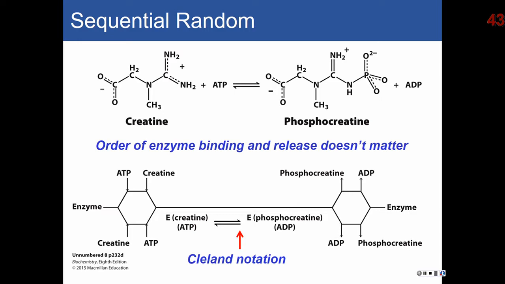So this one, again, we have creatinine. We've got our ATP. ATP is serving as not only an energy source, but also a cofactor here. And then we are going to get phosphocreatinine over here with ADP. So again, the order of enzyme binding doesn't matter here. We end up having creatinine, enzyme, ATP, and so it doesn't really matter. And when you look at reactions like this, it is called Cleland notation. I only mention that because there are a couple of questions on some of the finals that actually call it Cleland notation. I've never heard of it other than that.